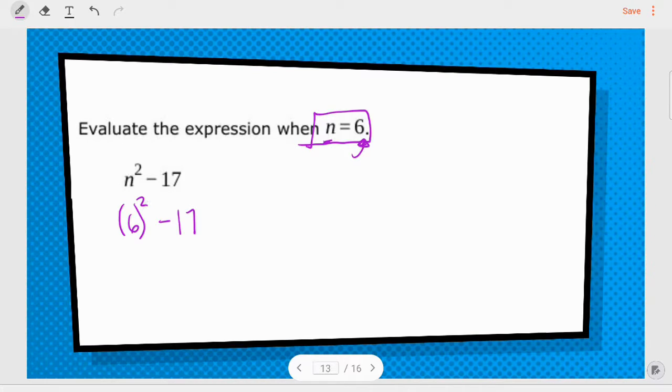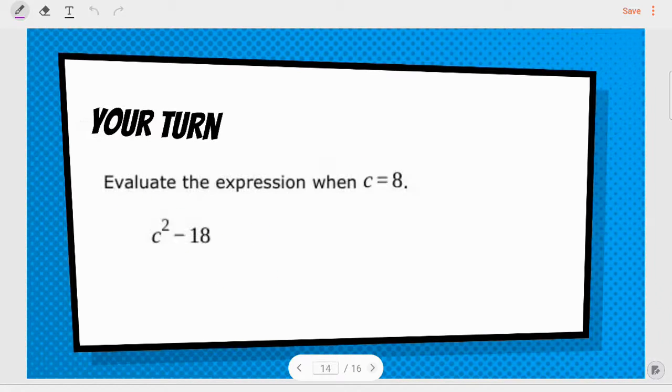Simplifying, 6 to the second power is 6 times 6, which is 36, minus 17, and that simplifies to a grand total of 19 when I simplify that in my calculator. And that's just my final answer. All right, your turn. Try this one on your own.